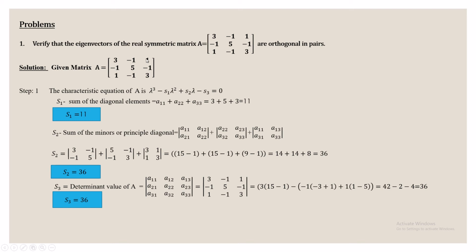Convert into 2 by 2 determinants. The given matrix is 3 by 3, so you take the determinant minors of the matrix. How to take the minor now? S2 equals the sum of the minors of the principal diagonal. Just see your given matrix A. Here the first determinant matrix is A11, A12, A21, A22.